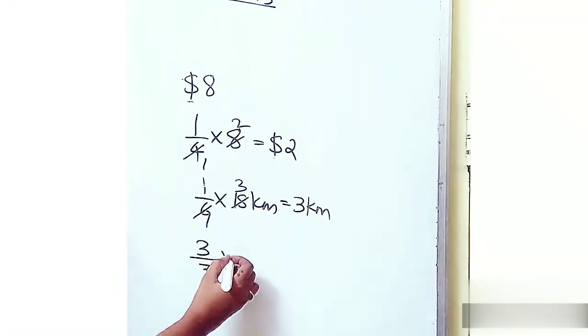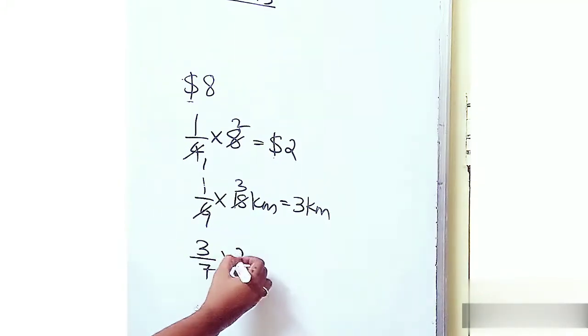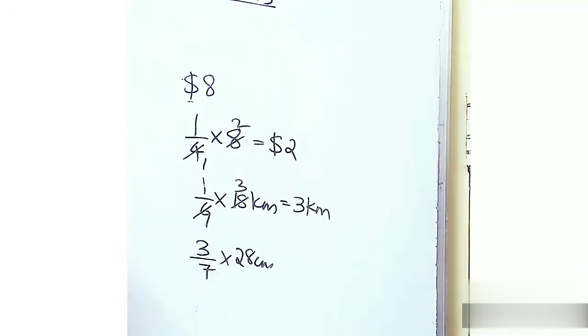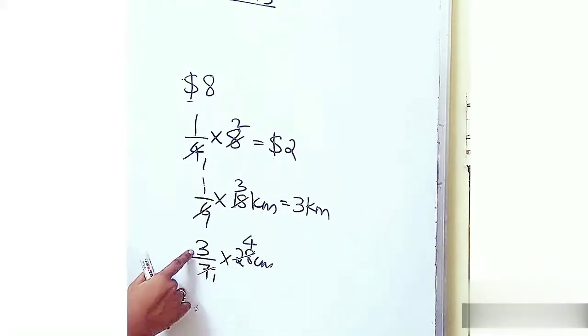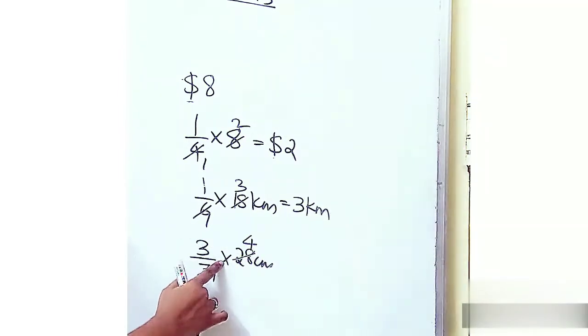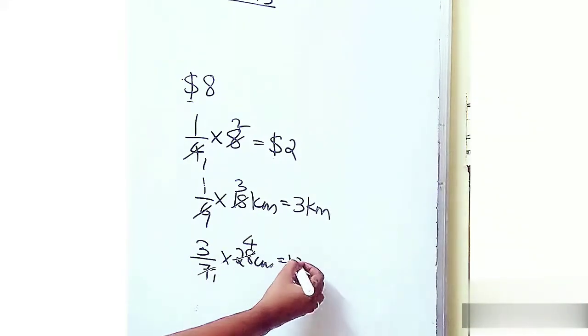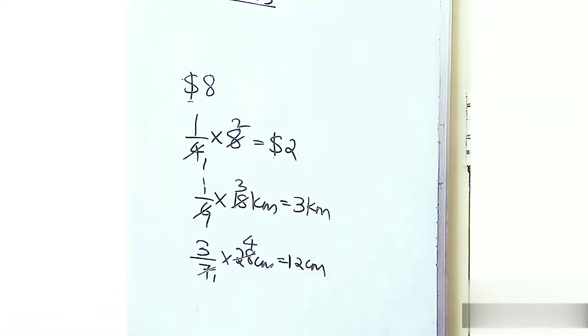3 upon 7 of 28 centimeter. In the 7 table, 28 comes for 4. You cannot cancel numerator with numerator; you can cancel numerator with denominator or denominator with numerator. So 7 ones are 7, 4s are 28. Now what is remaining? 3. Between them there is multiplication. So 3 into 4 is how much, student? 12. So 12 centimeter. This is all about finding the fraction of a quantity.